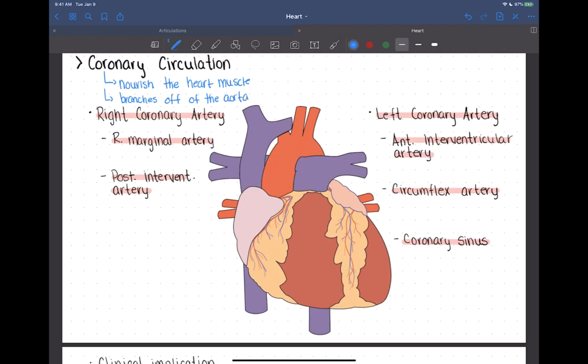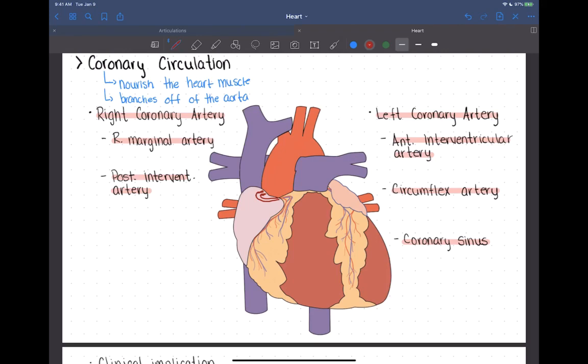Okay, and so what we have are a right coronary artery which branches off. We can't really see it, so I'm going to just add in where it would be. It would branch off of the aorta here, and it would loop around like this, to those blood vessels we see there.